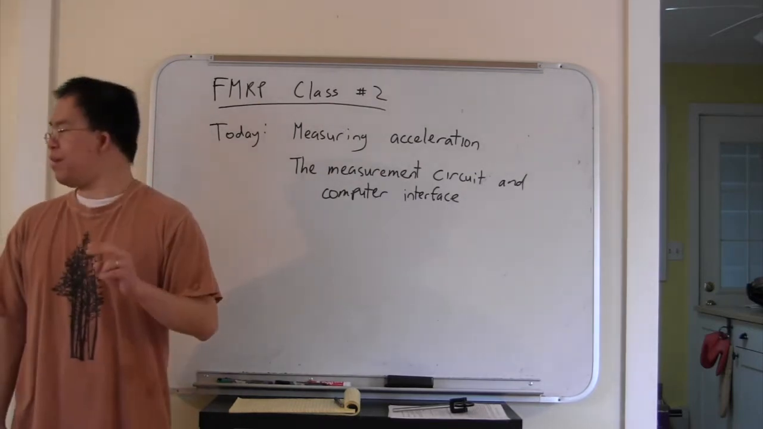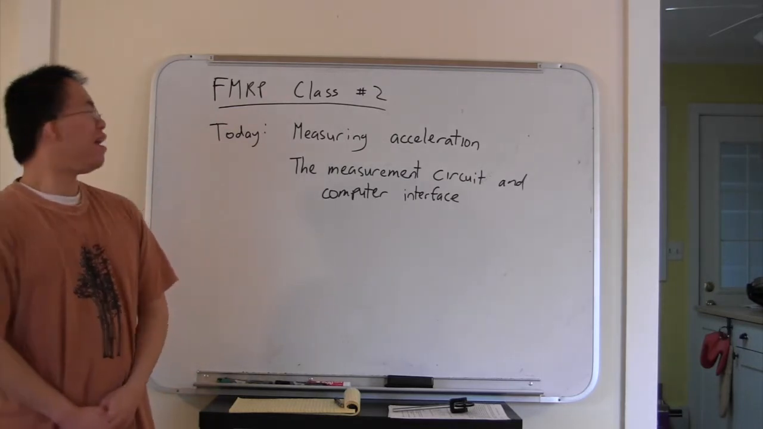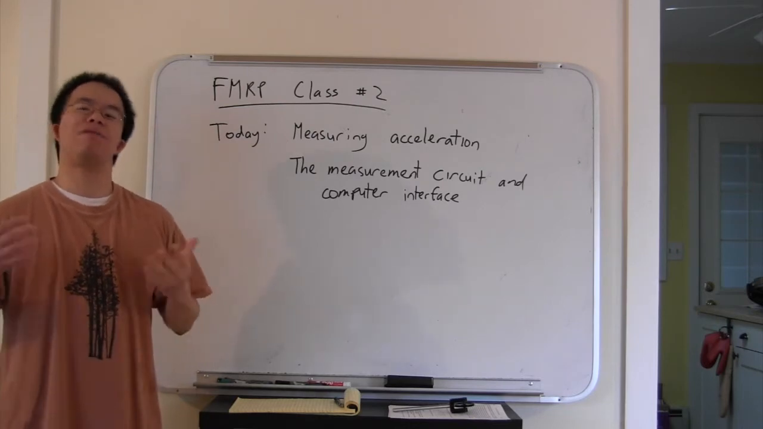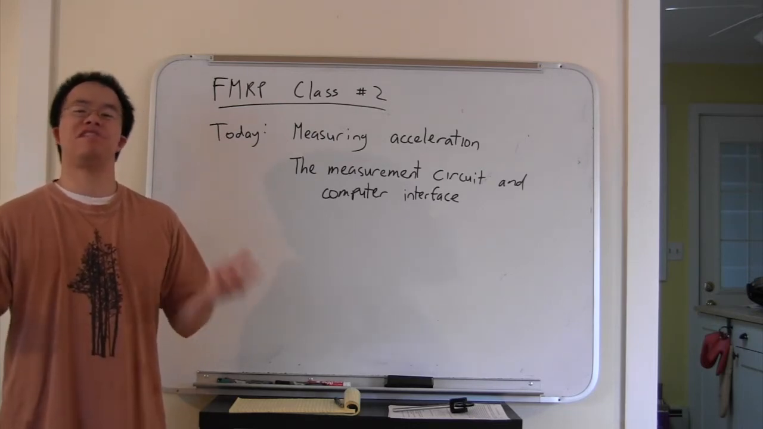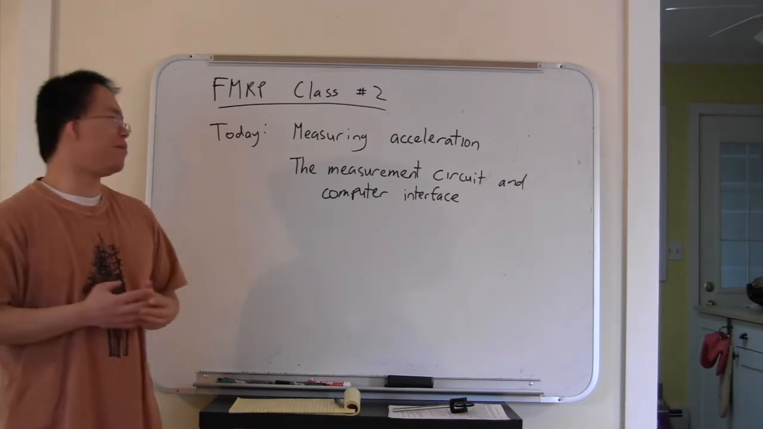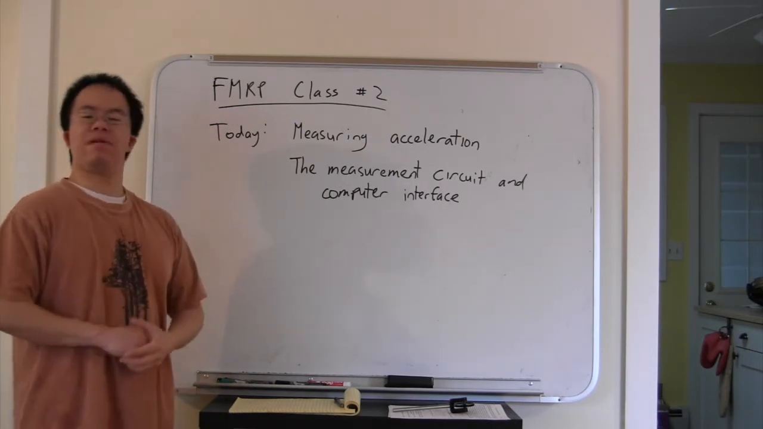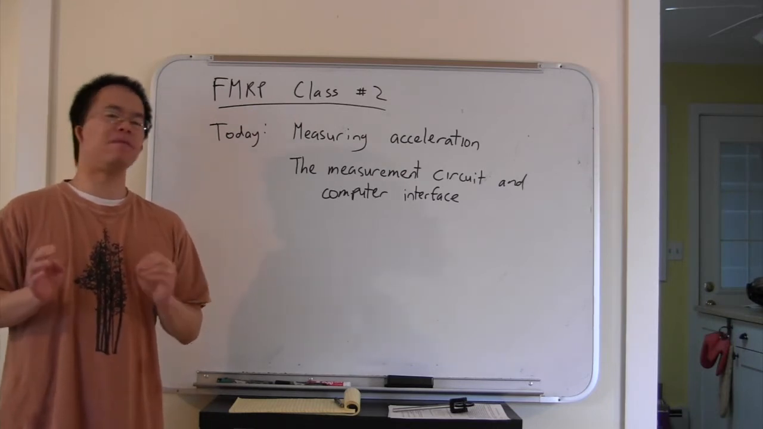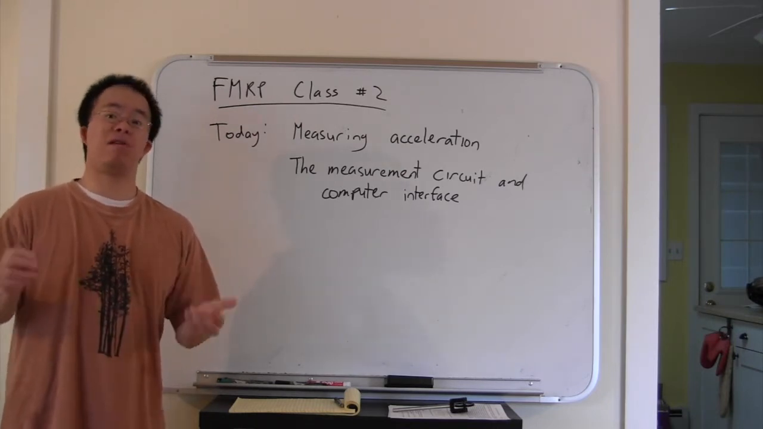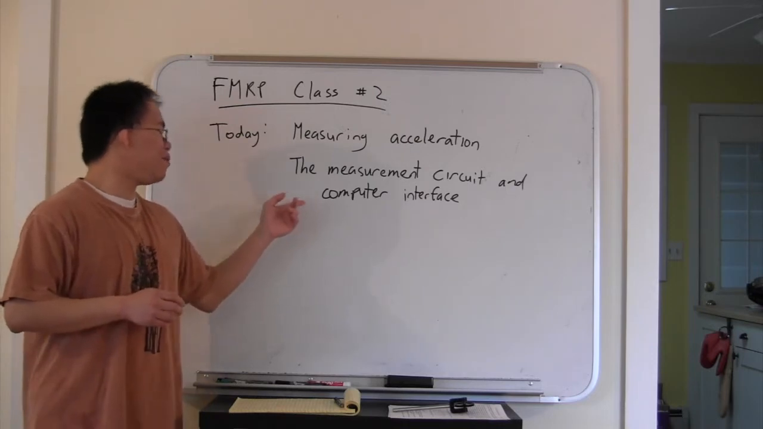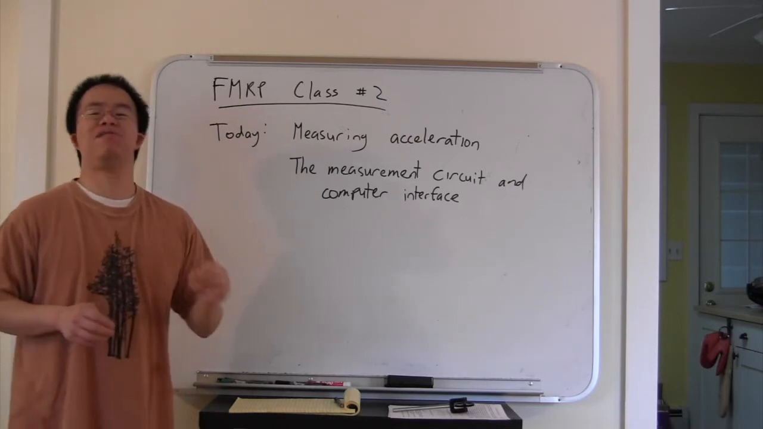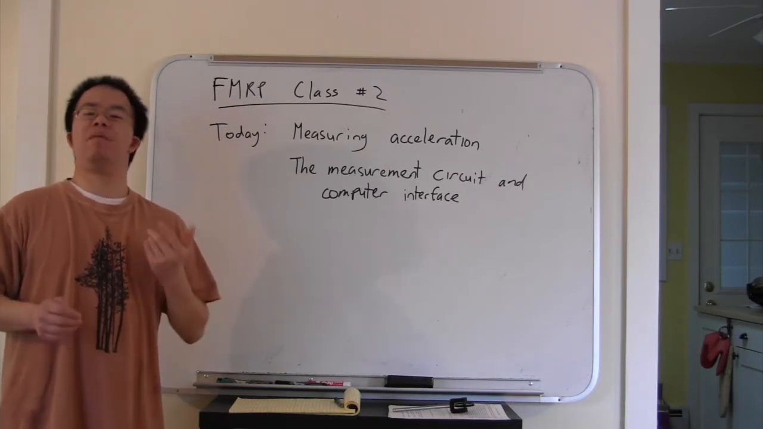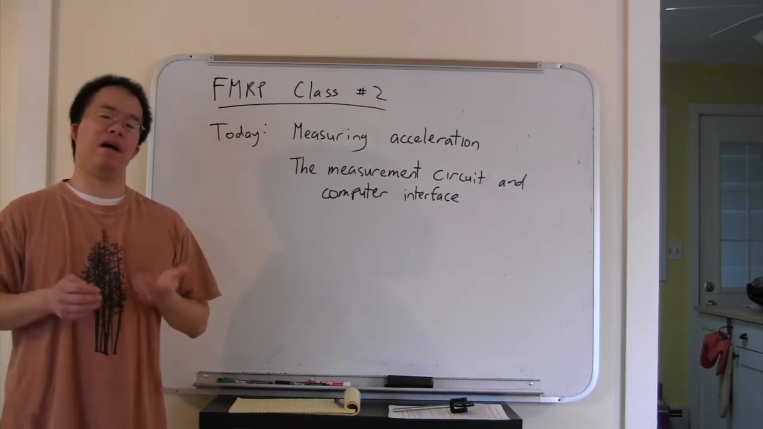There are two things I would like to discuss today. First of all, I want to say a few things about how we're going to be able to measure the acceleration in our system. The other thing I want to talk a little bit about is the measurement circuit, namely how this is going to be a little bit different from what you've been using all semester. The major way in which it's different is that there's now going to be a computer interface that helps us take data much more rapidly than we could have by hand.